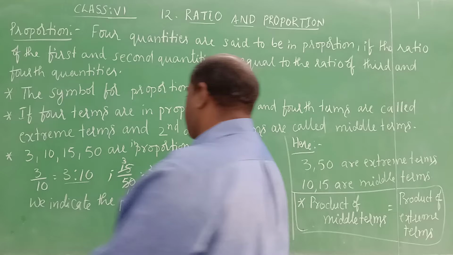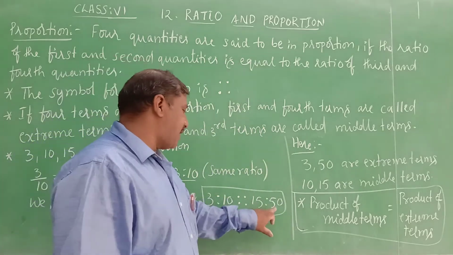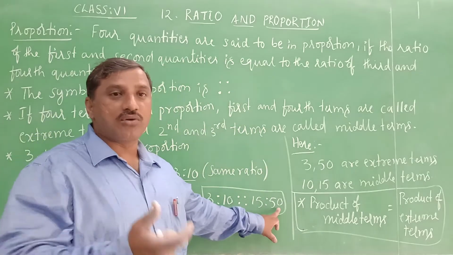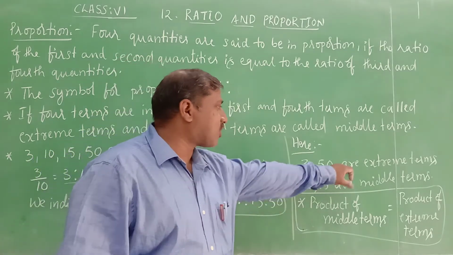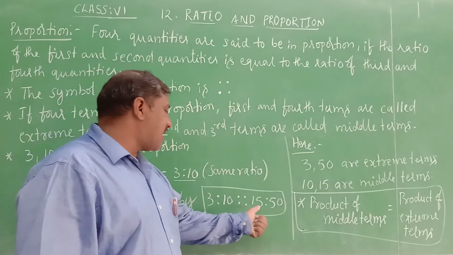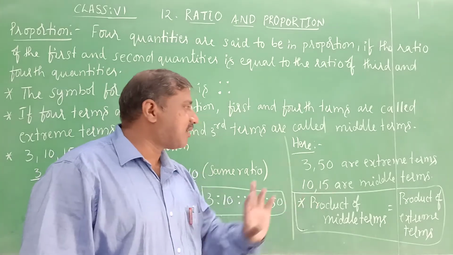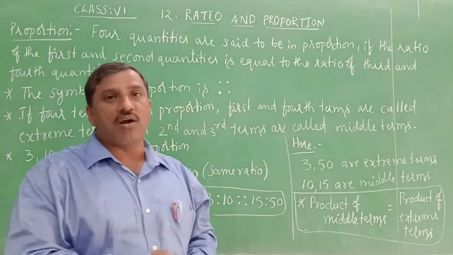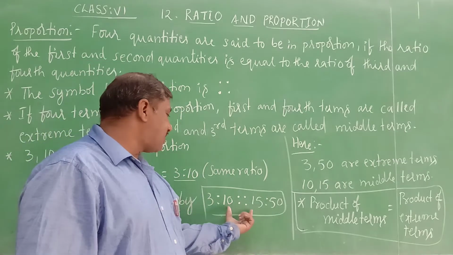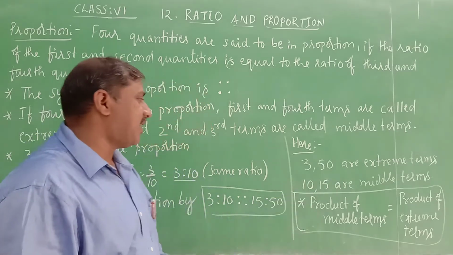Here, in this, 3 and 50 both are outside. They are called what? First term and fourth term. They are called extremes. And the middle terms 10 and 15, they are called what? Middle terms. 3 and 50, they are outside, they are called extreme terms. And in the middle we have 10 and 15, they are called middle terms.